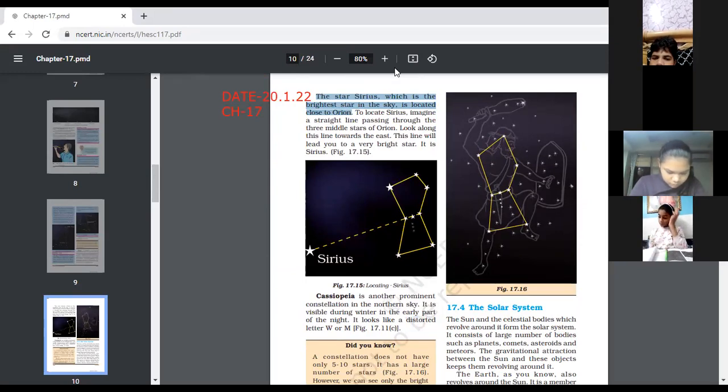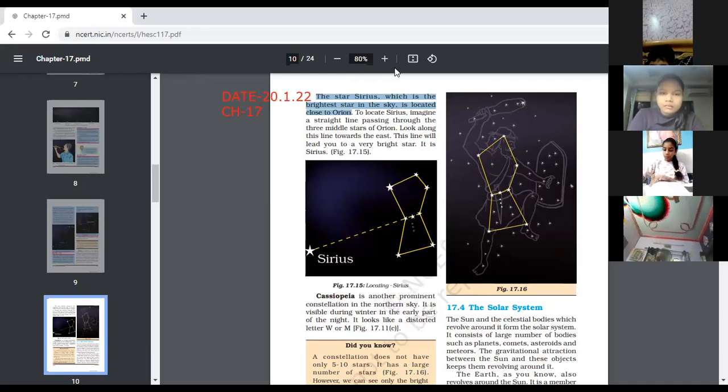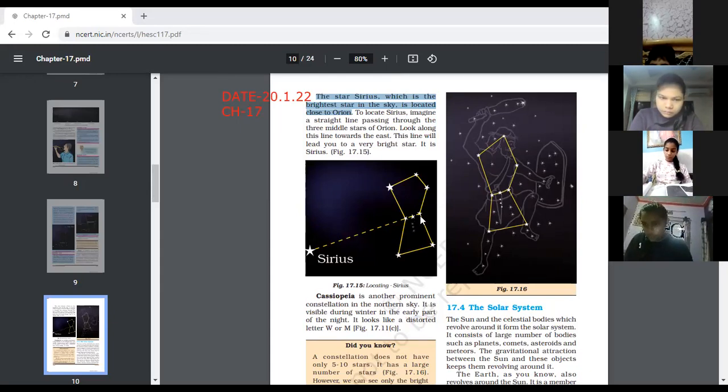Okay, beta. So the second constellation is over. That is Orion. Another name for Orion is Hunter. Okay, so you can see the picture of the Hunter in figure 17.13. See how three stars are on the belt, and the rest, 4 stars, are making the quadrilateral. So you can see on the screen, 1, 2, 3, 4. These stars are forming the quadrilateral, and these 3 stars are at the belt. And if we draw a line with the help of these 3 stars in the east direction, that will lead toward Sirius. Sirius is the brightest star.